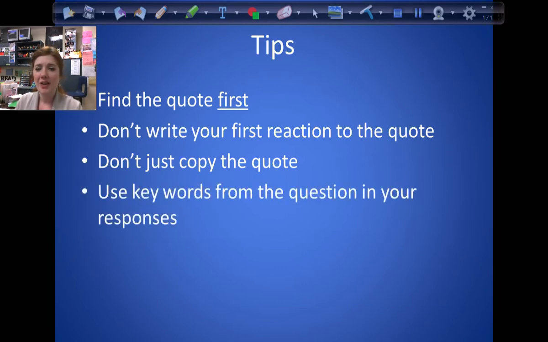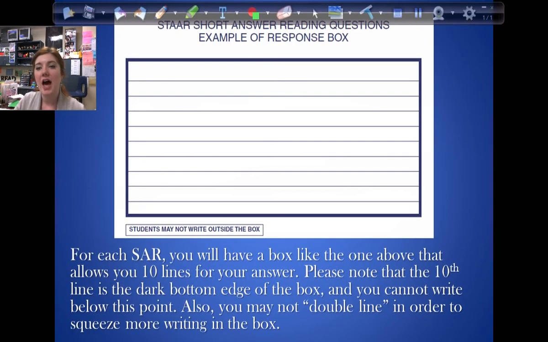We're beyond that now. Make sure you're using keywords from the question in your responses so that you are actually answering the question that's being asked. And, hey, mind your limit, because right here we have the amount of space that you have for your answer, and it's short. You only have 10 lines. I've noticed that some of you have been going outside the box and exceeding your limit. That's not going to work.